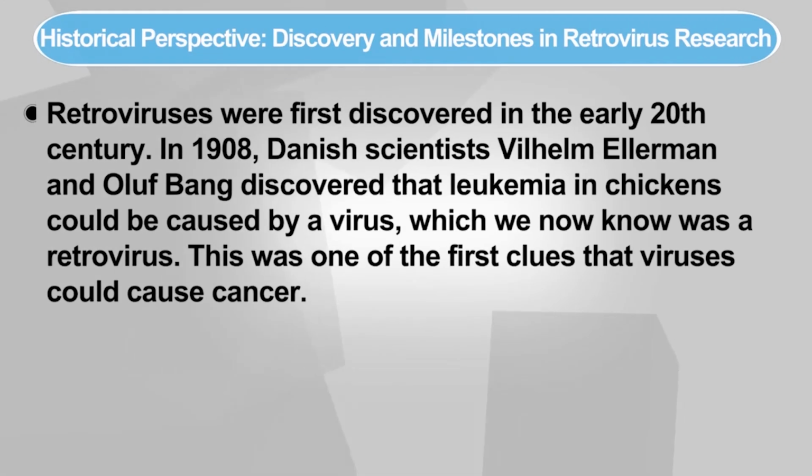So, let us also discuss some of the historical perspective of retroviruses. Retroviruses were first discovered in the early 20th century. In 1908, Danish scientists Wilhelm Ellermann and Oluf Bang discovered that leukemia in chickens could be caused by a virus, which we now know as retroviruses. This was one of the first clues that viruses could cause cancers.